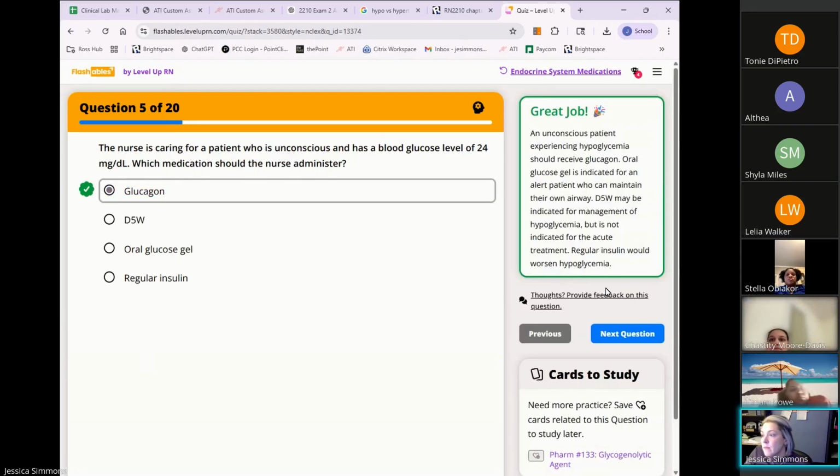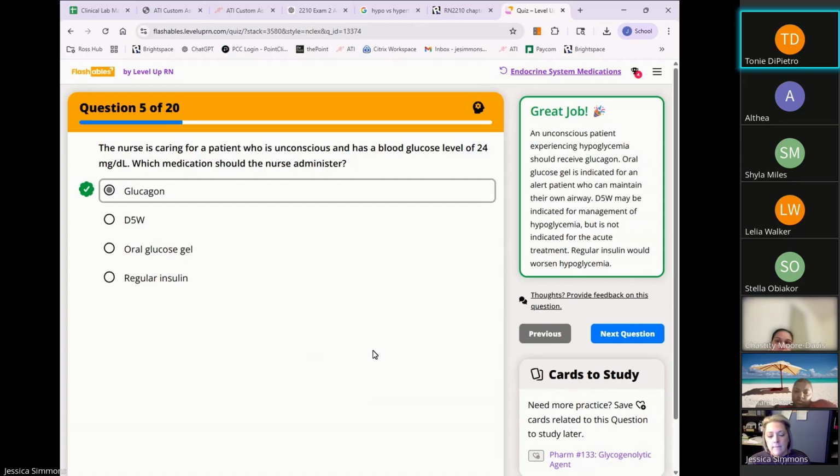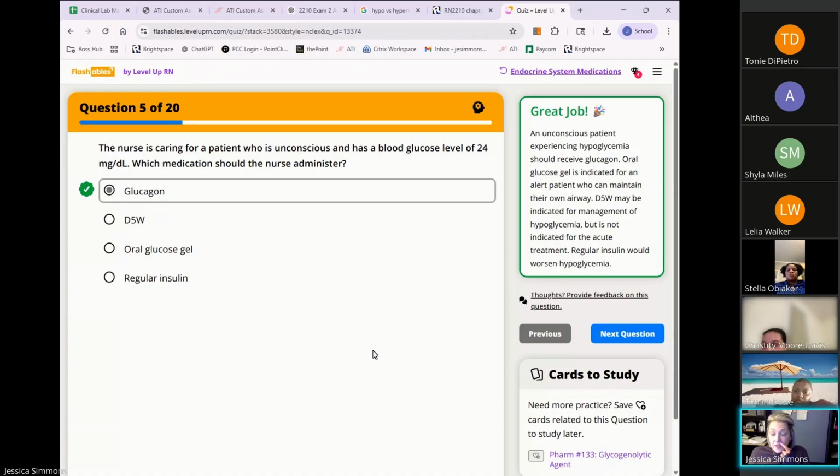I have a question and it is really stupid, but I've struggled with the endocrine system. What is the difference between glucagon and oral glucose gel? Very good question, and I'm glad you asked, because that's what tripped me up earlier. Glucagon is given sub-Q, IM, or IV only. I was thinking about oral glucose gel for that first question, and that's why I didn't question the oral glucagon, because they're not the same thing. The oral glucose gel, I don't know what it's called actually. I thought it was called glucagon, but apparently I am wrong.